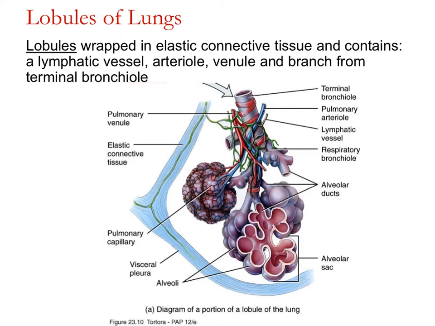Alright, this should look familiar from lab. This is a lobule of the lung. So this is one unit that is surrounded in elastic connective tissue. This is from a terminal bronchiole all the way down. So you go terminal bronchiole. Okay. When that comes into a respiratory bronchiole, this is where it becomes a respiratory zone functionally.